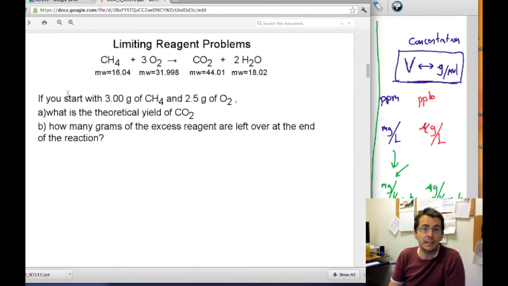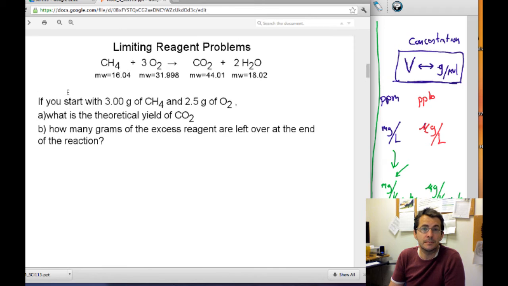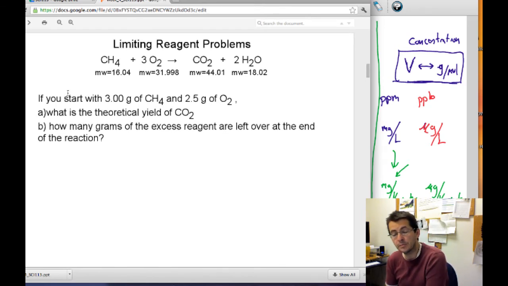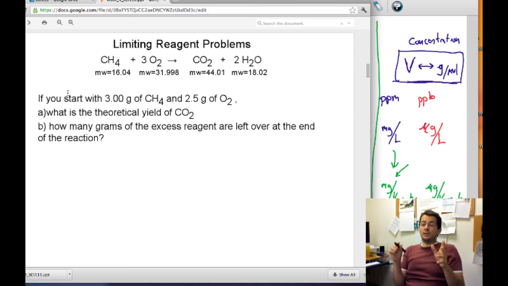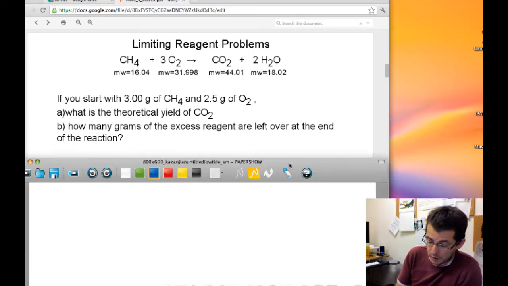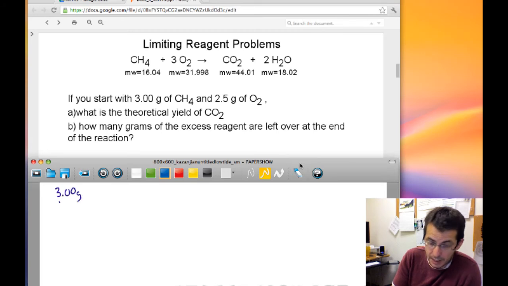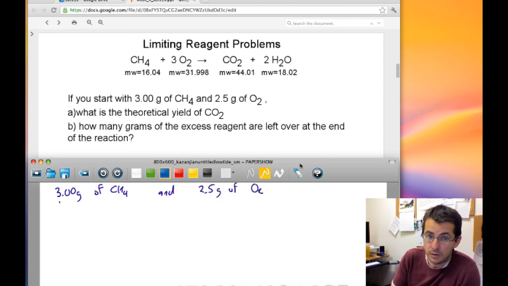And then we also talked about limiting reagent problems. When we deal with limiting reagent problems, almost always these problems have 2 reagents, and we are asked to determine information about them. So if you start with 3.00 grams of CH4 and 2.5 grams of O2, the first question asks, what's the theoretical yield of CO2? Usually expressed in grams.